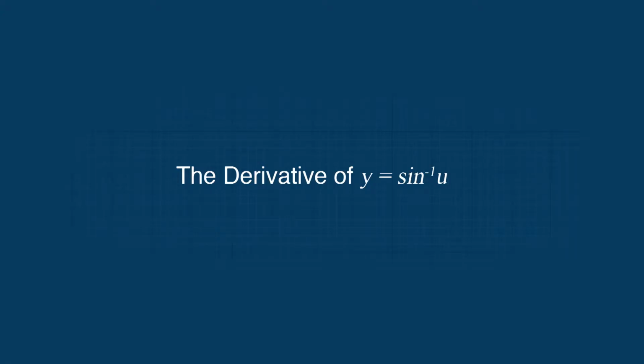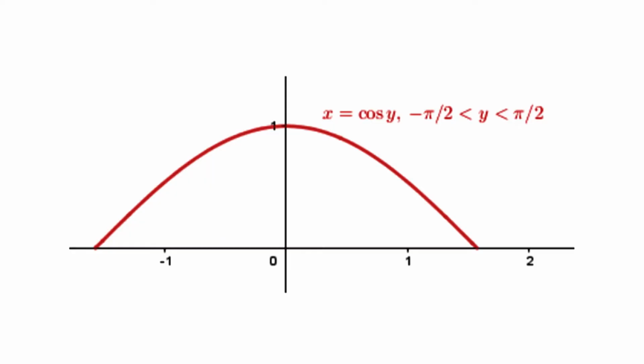Next, the derivative of y equal to sin inverse of u. From the discussion at the beginning of this session, we know that the function x equal to sin y is differentiable for every real value y, with its derivative given by dx/dy equal to cos y. By looking at the figure, we can see that cos y is strictly greater than 0 in the open interval minus pi by 2 less than y less than pi by 2.